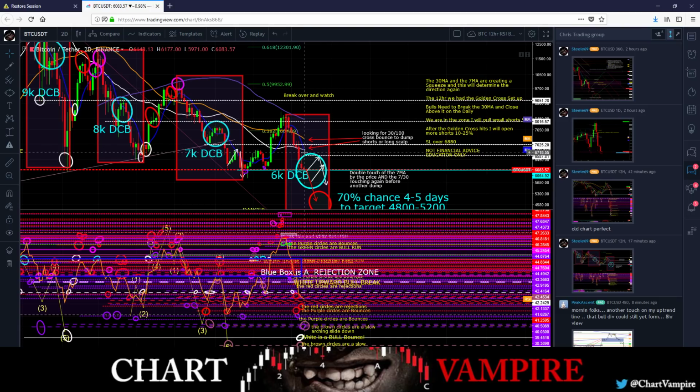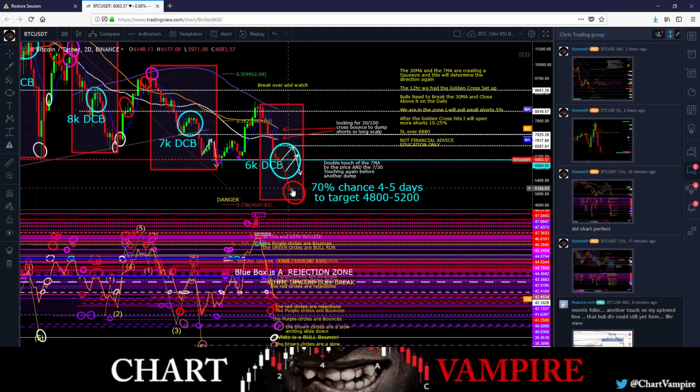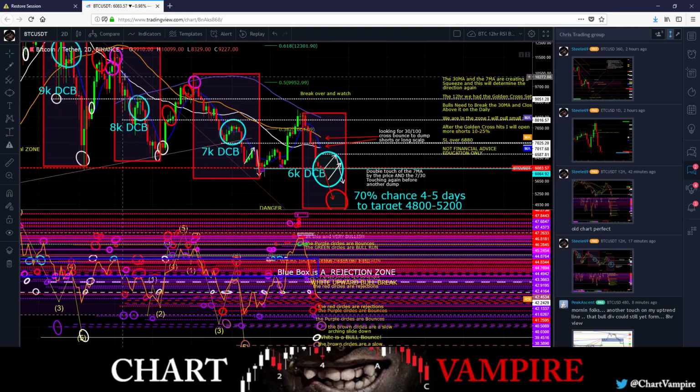Not the same target that the 2-day crossover is making. The 2-day crossover says it's going to 5,200. This says it's going 1,000 points. Shit.